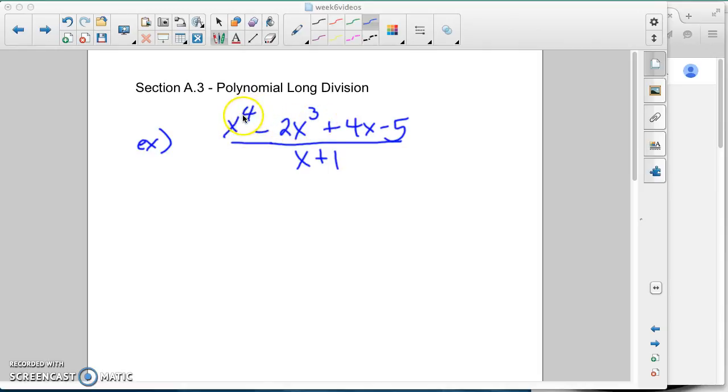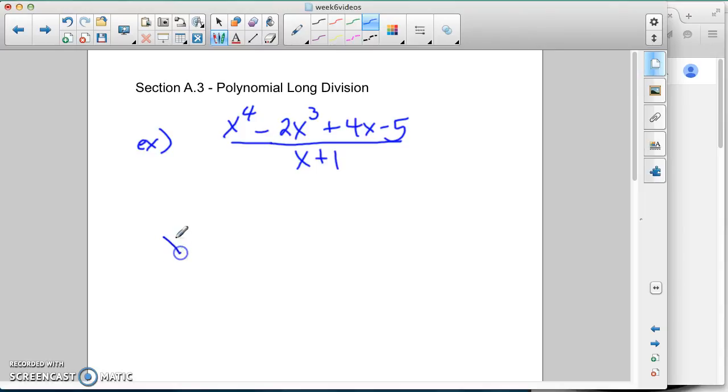In this case I'm looking at the exponents of the term that we're dividing, x to the fourth minus 2x cubed plus 4x minus 5. If you look at the powers, it drops from 4 to 3 to 1 to no power of x. We're missing a term here. So when we do the long division, I'm going to leave a little space for that x squared that I don't have. So this is going to be a little bit different than the first example, because we're missing an x squared term.